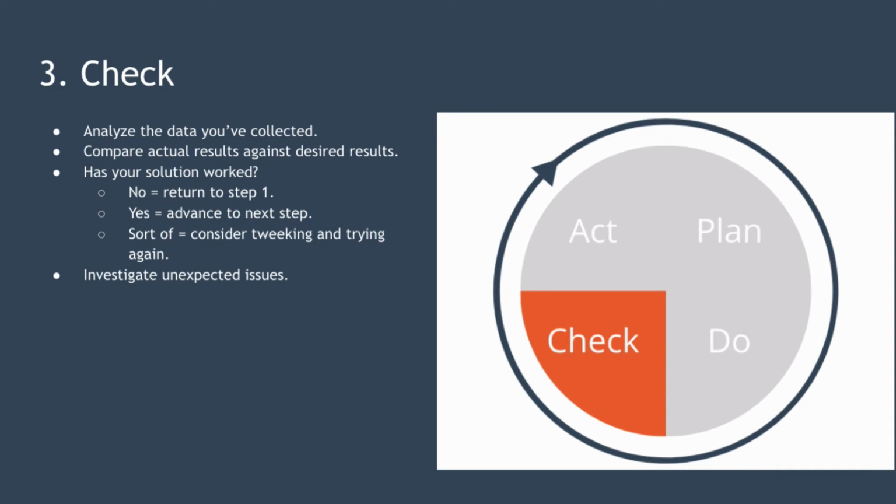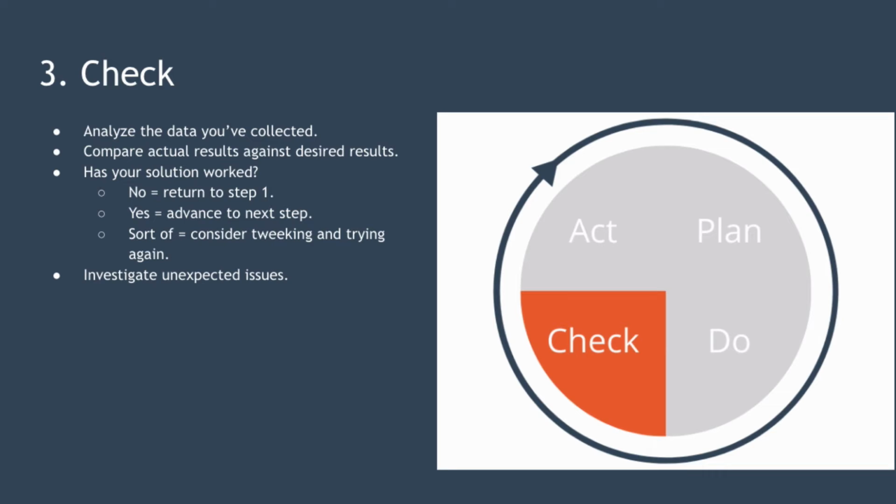The third step of the cycle is to analyze the data you've collected and compare your actual results against your desired results. This will allow you to evaluate how well your solution worked. If your solution failed, then you need to return to the first step of the cycle. If your solution worked, then you can advance to the final step of the cycle, step four. But if your solution sort of worked, you can consider tweaking it and returning to the do stage again.